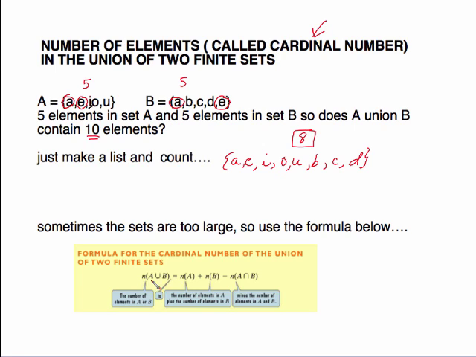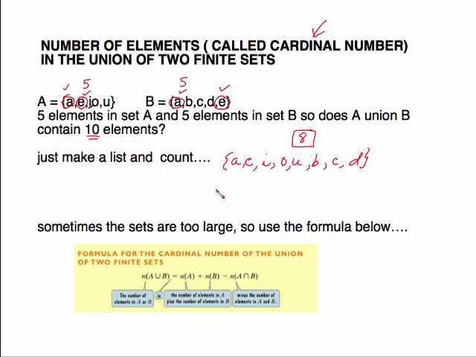So we use this formula that says n of A union B. Remember, n stands for the number of. So this is the number of A union B equals the number of elements that were in A plus the number of elements that were in B, and then subtract away the intersection of A and B. What does the intersection of A and B refer to? It refers to this A and this E that we counted twice. That was our overlap. That was our intersection.